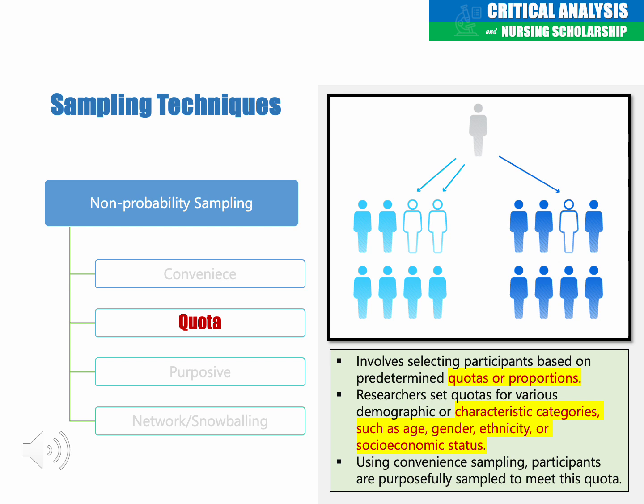And using convenience sampling, participants are purposefully sampled to match this quota. Now, for example, you want 60% female and 40% male nursing students in your study on clinical stress. So basically, you recruit students until you meet those numbers, 60% female and 40% male. You already determined the proportion of female and male participants.